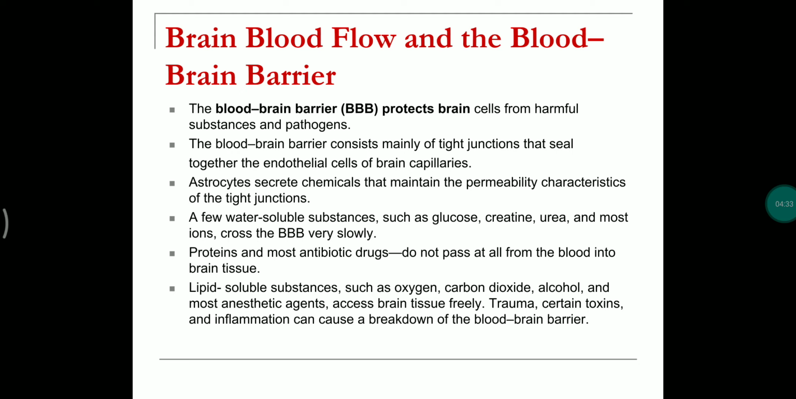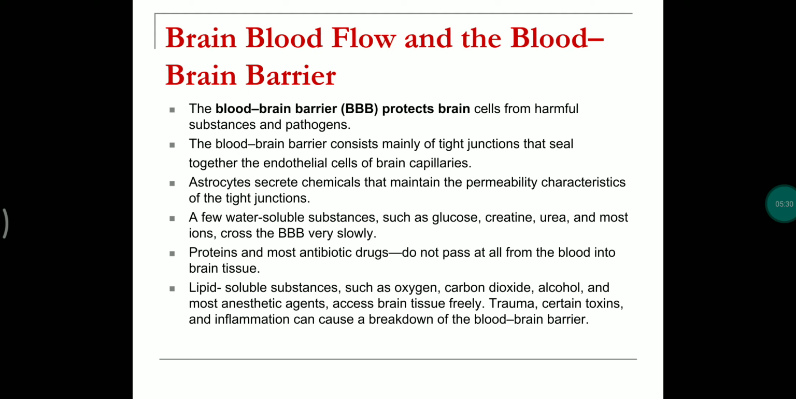Now, brain blood flow and the blood-brain barrier. This is the most important part of our brain, which protects the brain from external materials or constituents like blood and its cells, and the constituents carried by the blood. That is called the blood-brain barrier, which protects the brain from pathogens, harmful substances and harmful chemicals, and filters the blood. The blood-brain barrier consists of tight junctions of endothelial cells of the brain capillaries, and those tight junctions are formed by means of the astrocytes. These astrocytes secrete chemicals that maintain the permeability of the tight junctions.